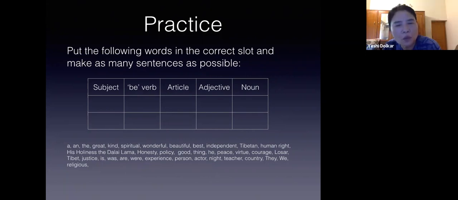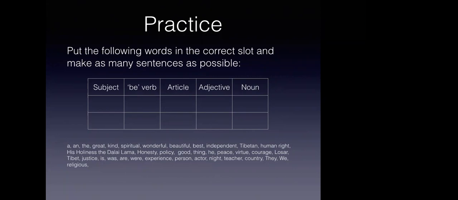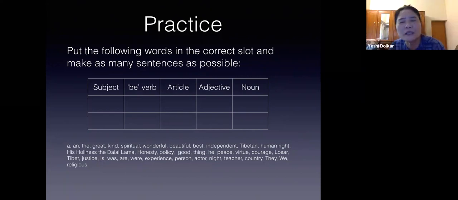Have and had are not be verbs. But if you say has been or have been, then it becomes a be verb, because has been, have been is a different tense. I was in Tibet. I have been to Tibet.